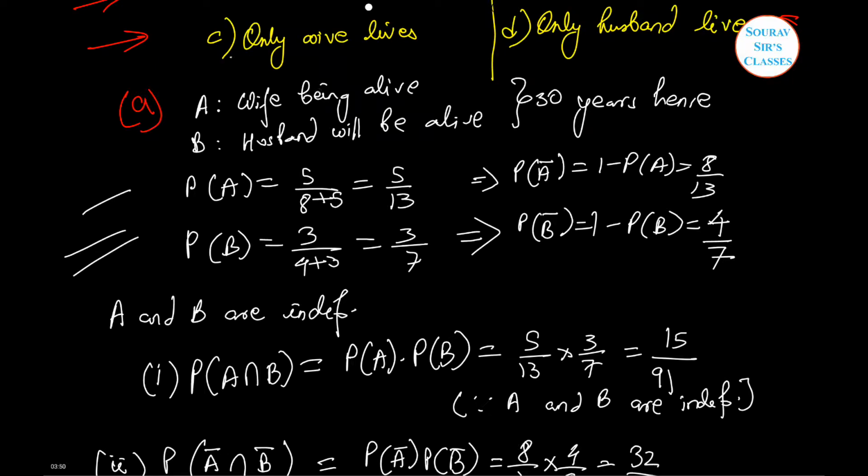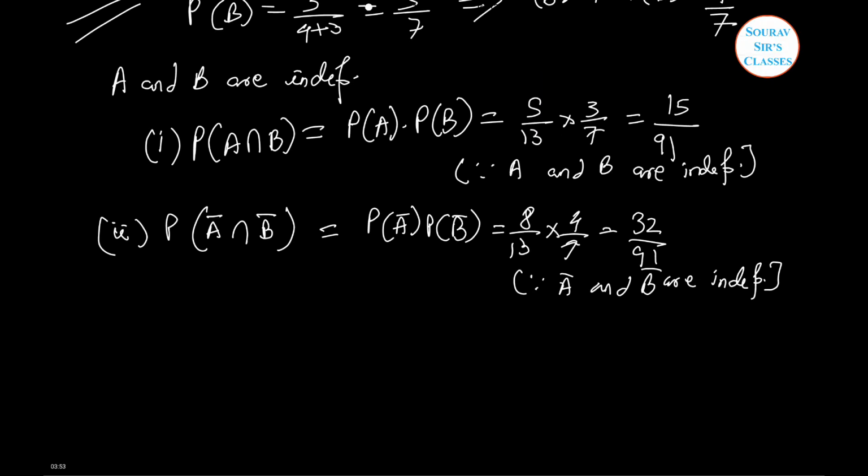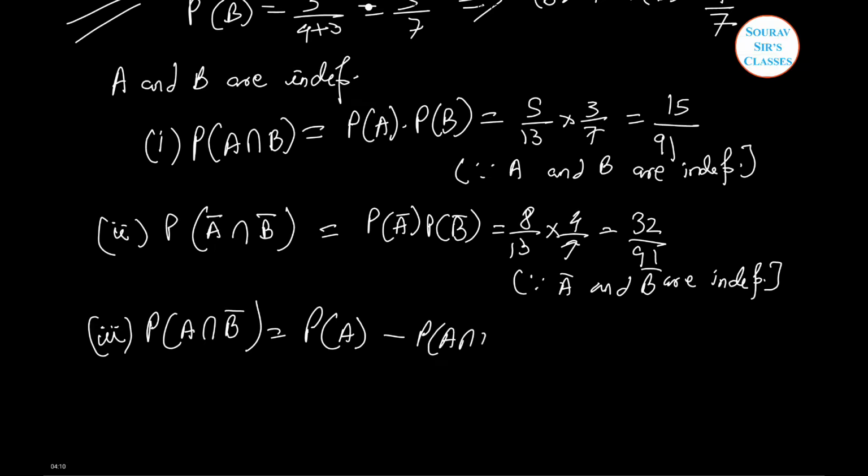Now let us see the third case, that only the wife lives. Only the wife lives is probability A, that the wife lives and the husband dies, that is B bar. Like the previous cases, we find probability A minus probability A intersection B, that is 5 by 13 minus 15 by 91, which comes to 20 by 91. Note we have used our formulas and the answers that we already received in part 1.